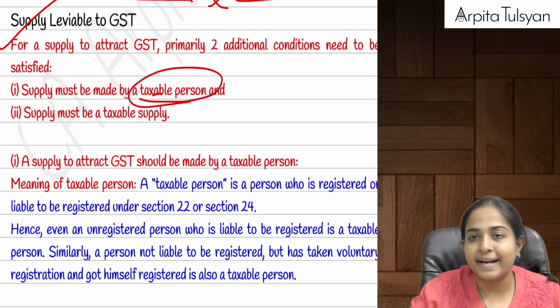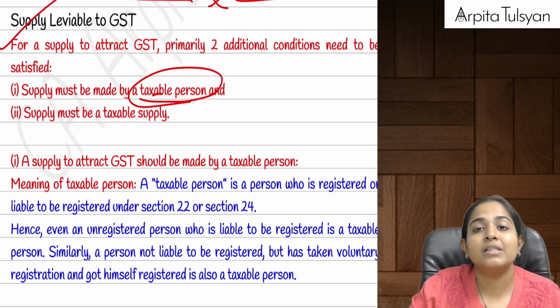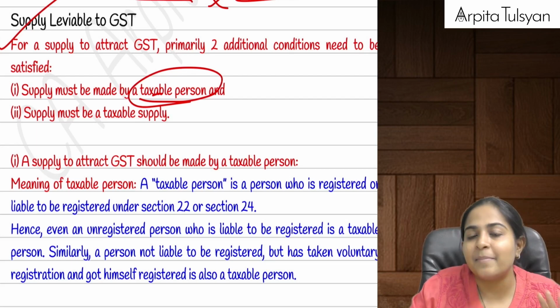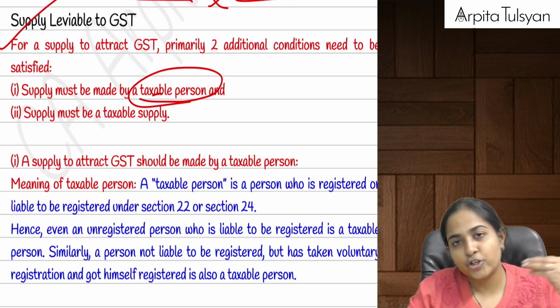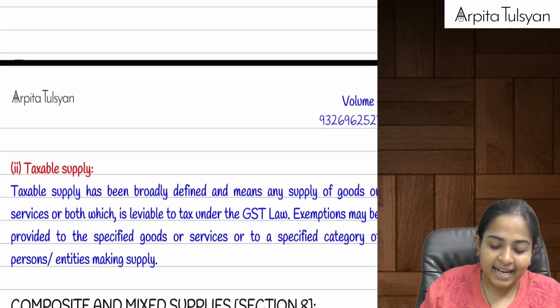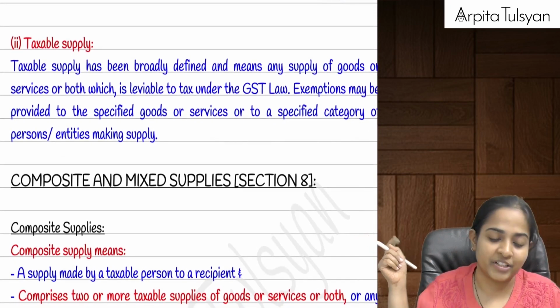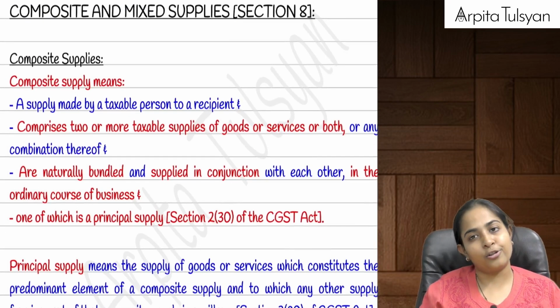Now, what do you mean by taxable person? A taxable person is either a registered person or a person who has already become liable to get his registration. He should do a supply, and that supply should be a taxable supply, meaning it should not be an exempted supply. Remember, I told you in the beginning of the chapter also.